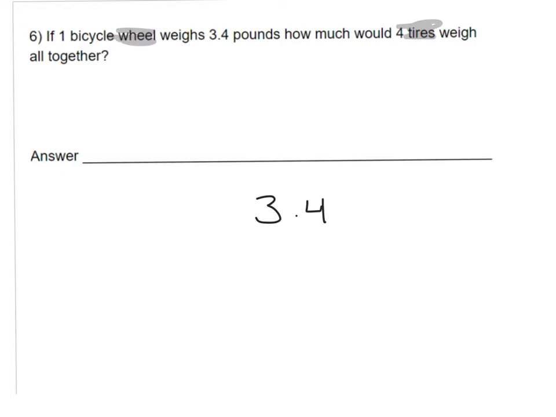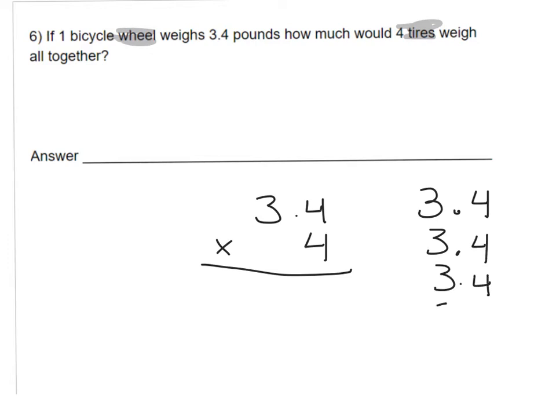So we can do this 2 different ways. We can either multiply by 4, or we can do some repeated addition. So we can add 3 4/10 4 times: 3 4/10, 3 4/10, and so on. Whichever way you did it, there are 2 different ways to solve this problem. So let's do the multiplication first. First I'm gonna take 4, which is my multiplier, and multiply it by the 4 in the tenths place. 4 times 4 is 16. I'm gonna bring down my 6, carry my 1.